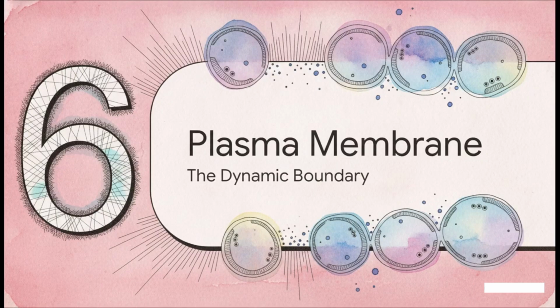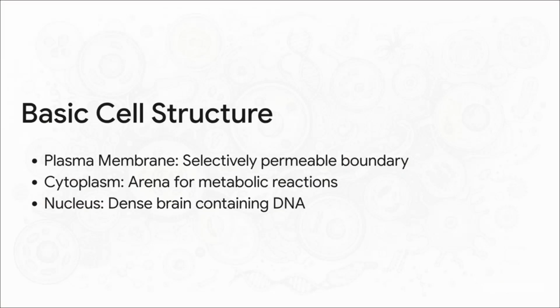Finally, let's zoom all the way down to the micro level to look at the anatomy that makes a cell even possible. Section 6. The plasma membrane. Every single eukaryotic cell relies on a core triad. First, you've got a boundary to protect it. That's the plasma membrane. Second, there's a semi-fluid matrix called the cytoplasm.